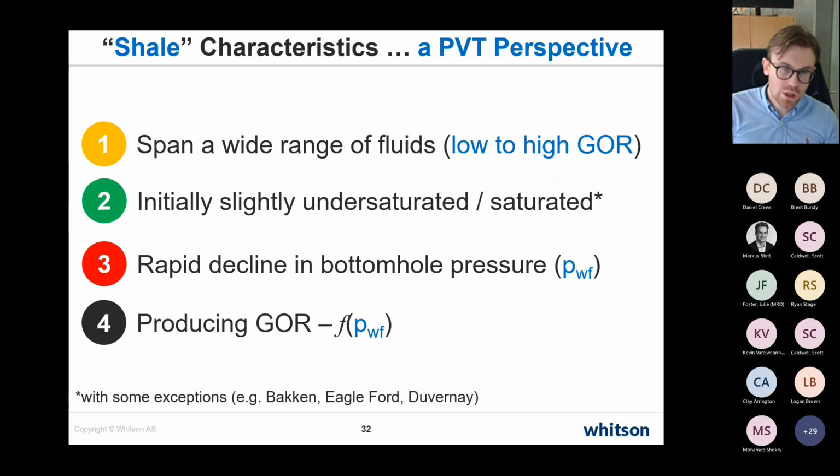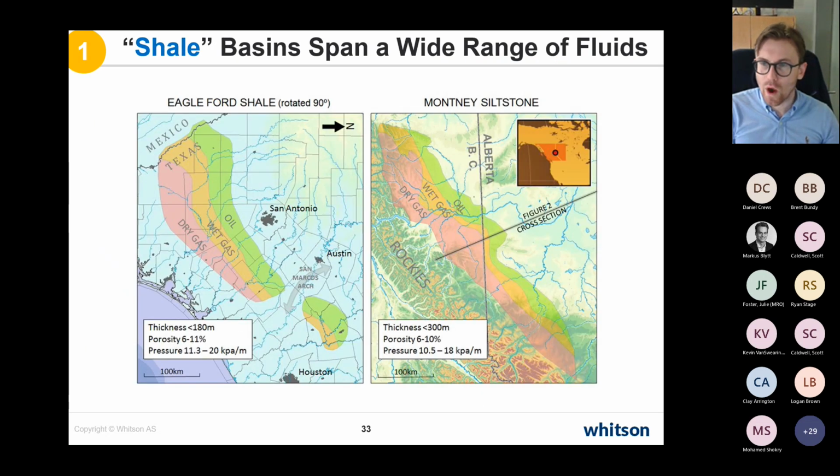We can start with the first one, that shale basins span a wide range of fluids. That is true in every single case except the Bakken. Here we see just Eagle Ford tilted and Montney tilted, as an example. Oil, wet gases, dry gases, condensates and everything in between, and very critical fluids.